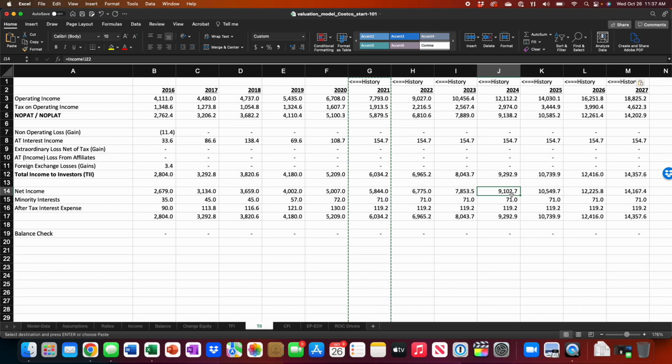The only thing you've got to do is take H1, say forecast, and then copy that across, just so you can distinguish between what's real and what's a forecast. But very quickly, we have forecasted and converted the income statement in the TII for Costco for the next 6 years.